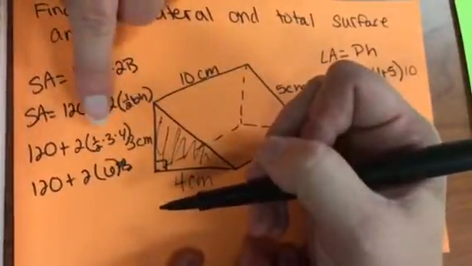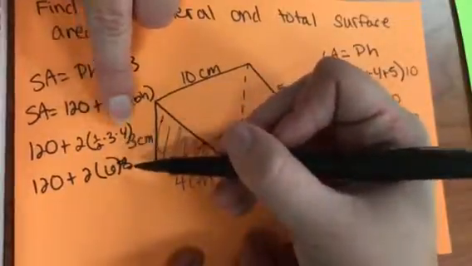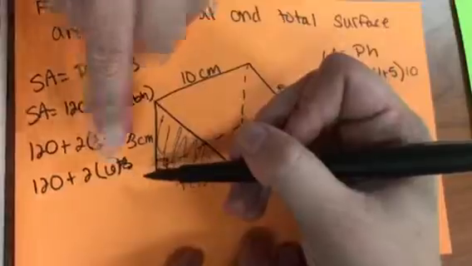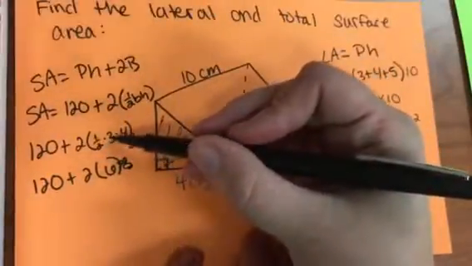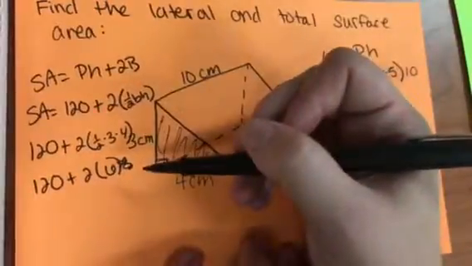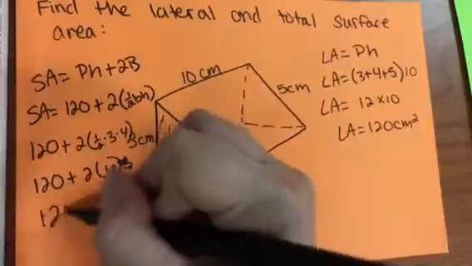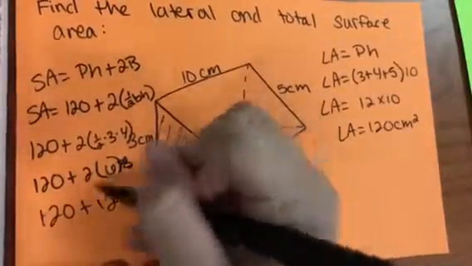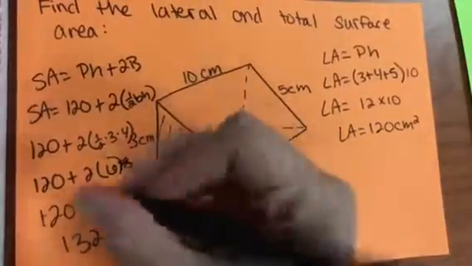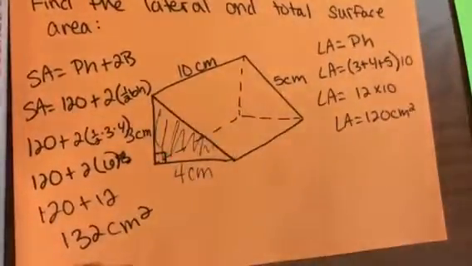Now, Miss Green, you're going too fast. Okay, that's okay. Let's do half of this product here. What's 3 times 4? 3 times 4 is 12, and half of 12 is 6. Even if I had done half of 3, which is 1.5, 1.5 times 4 is 6. If you want to just plug it into your calculator, that's fine. So now what is 2 times 6? 12. I had to do that first because of order of operations. And then 120 plus 12 is 132 centimeters squared. And that's my total surface area.